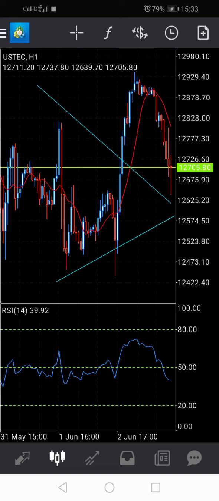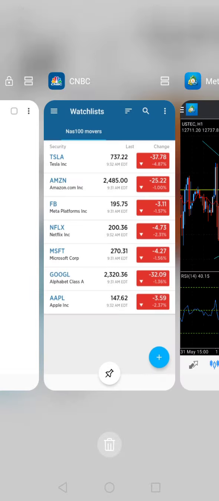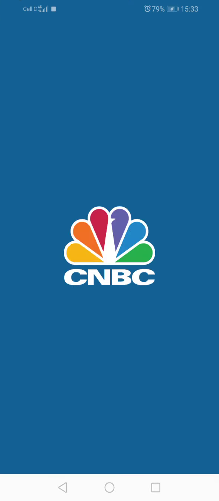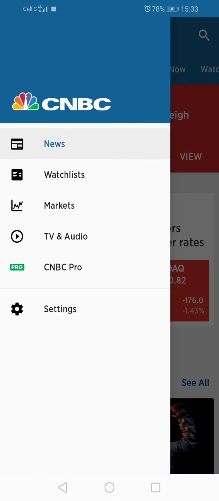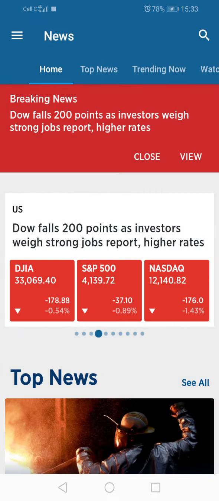This is day 4 of trading the Nasdaq using the CNBC strategy. So I'm just gonna go to my CNBC app real quick and let's see what's happening. If you guys have been following, we've been trading the Nasdaq using the CNBC 330 strategy, and this is the process. This is day 4.